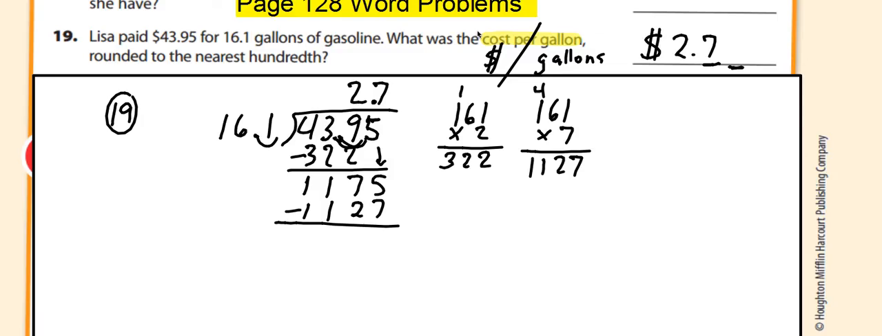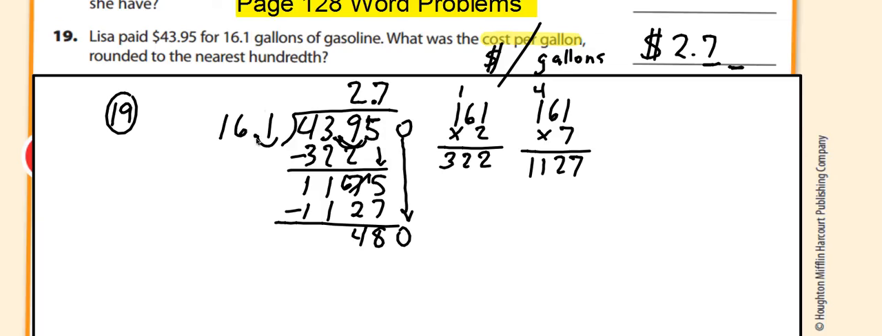So I need to subtract, and I'm going to have to borrow. 15 minus 7 is 8, and I borrowed, making this a 6. 6 minus 2 is 4. And 11 minus 11 is 0, so I have 48. I'm going to annex and drop a 0.